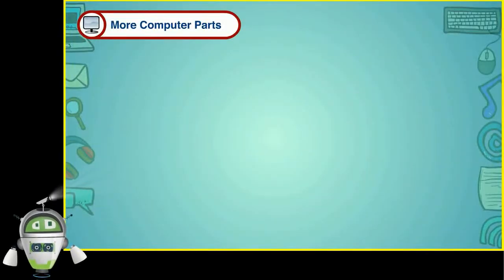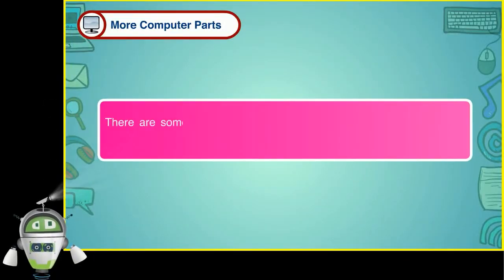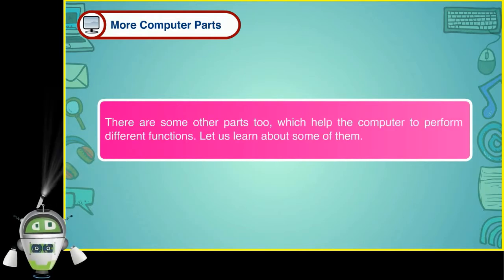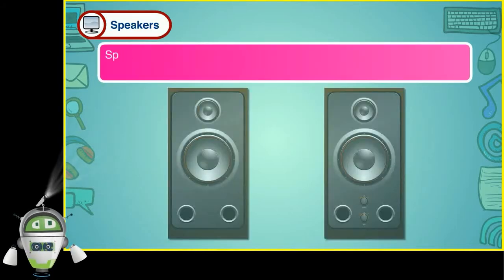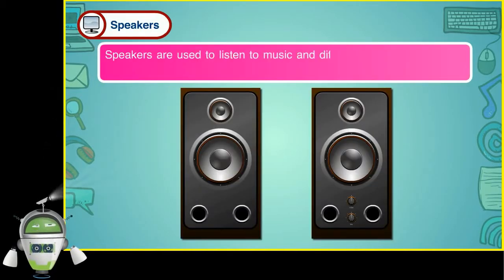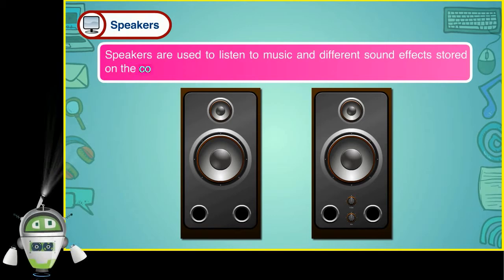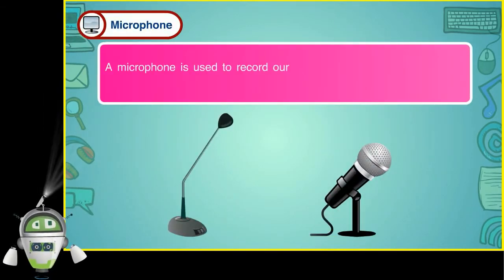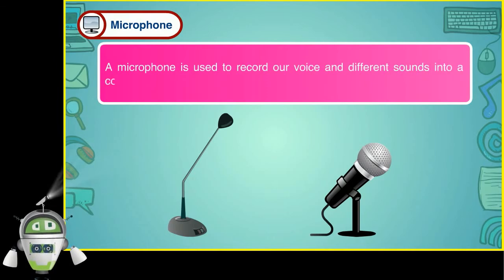More computer parts. There are some other parts too, which help the computer to perform different functions. Let us learn about some of them. Speakers. Speakers are used to listen to music and different sound effects stored on the computer. Microphone. A microphone is used to record our voice and different sounds into a computer.